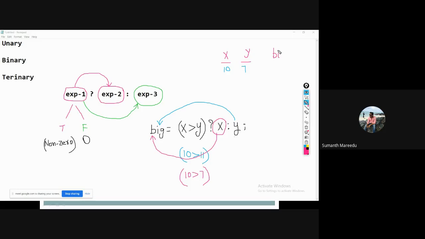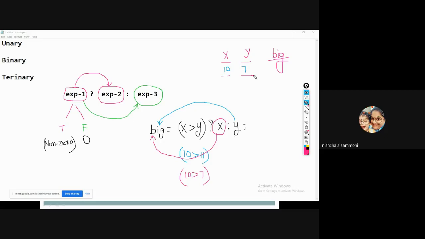Ultimately you have a variable called big. I want to fill this variable big with the biggest value of x and y. I don't know which variable to assign; depending on the values of those variables, I will assign big. If the condition x greater than y is satisfied, I'll fill big with x. If that condition fails, I'll fill big with y. Simple. Got it?